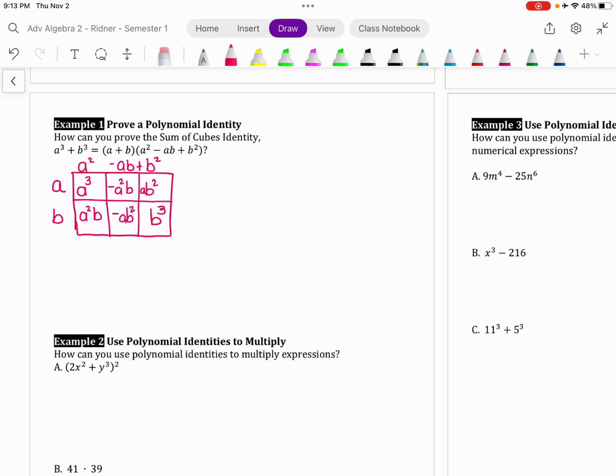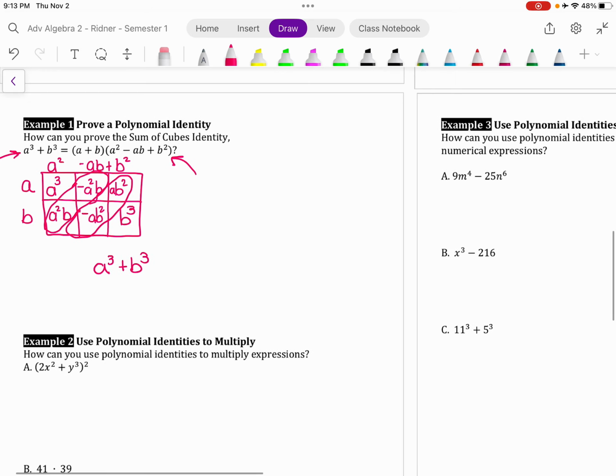Okay, so once I do this, I notice that these middle terms cancel and these middle terms cancel. So I am just left with a cubed plus b cubed. So yes, this factored form is equal to the same thing as this, and we proved that with some algebra.